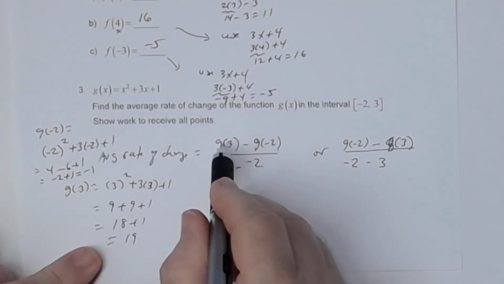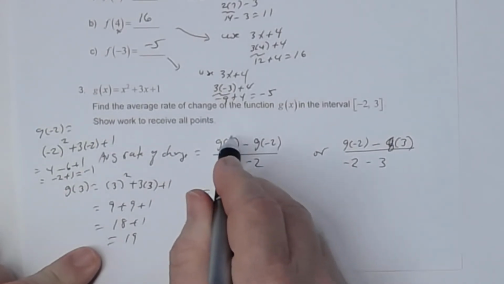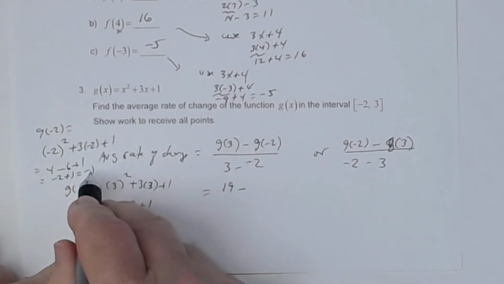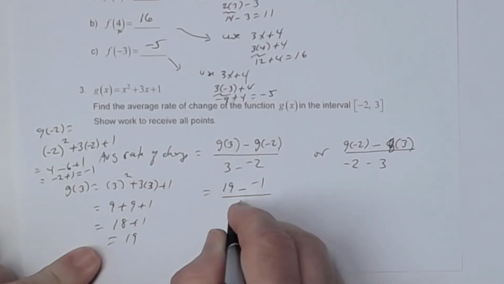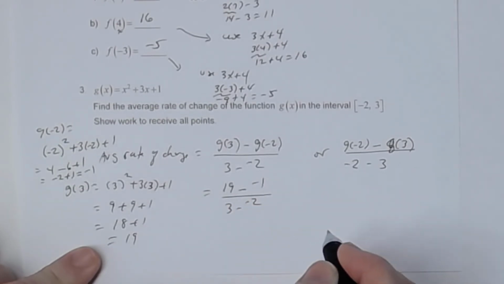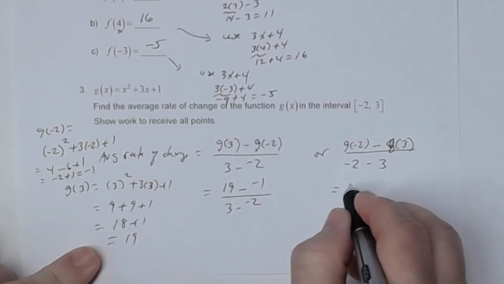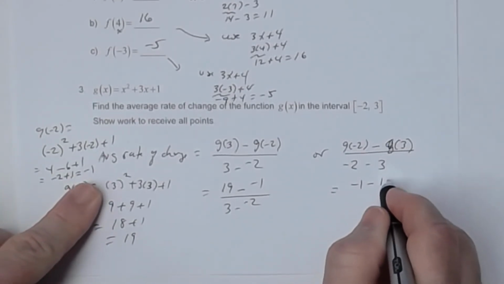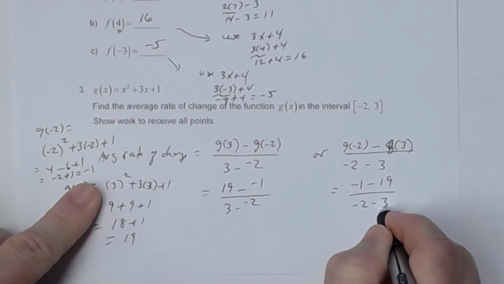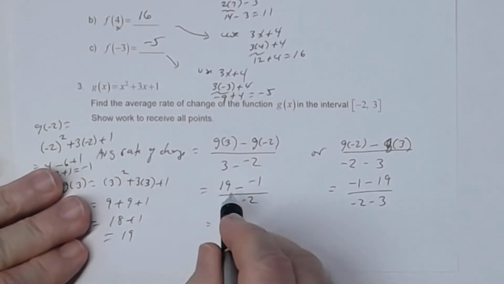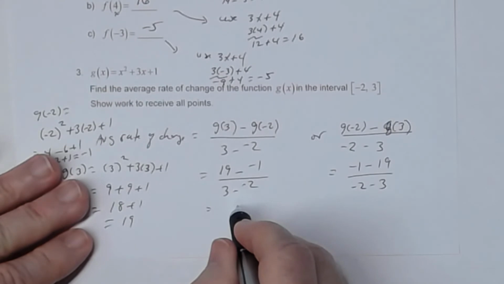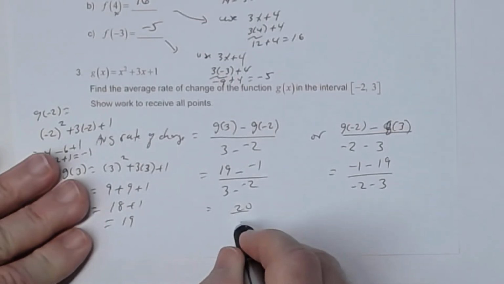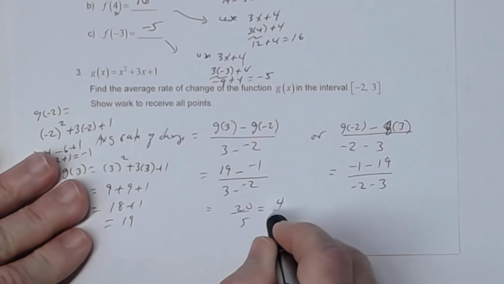All right, so now we're going to figure this out here. So g of 3 is 19. Subtract g of negative 2, which is negative 1, divided by 3, subtract negative 2, right? Over here, the person would have said g of negative 2, which is negative 1, subtract g of 3, which is 19, divided by negative 2 minus 3. All right, well, 19 subtract negative 1 is 20, 19 plus 1. 3 subtract negative 2 is 5, so you get 20 over 5, which is 4 divided by 1.